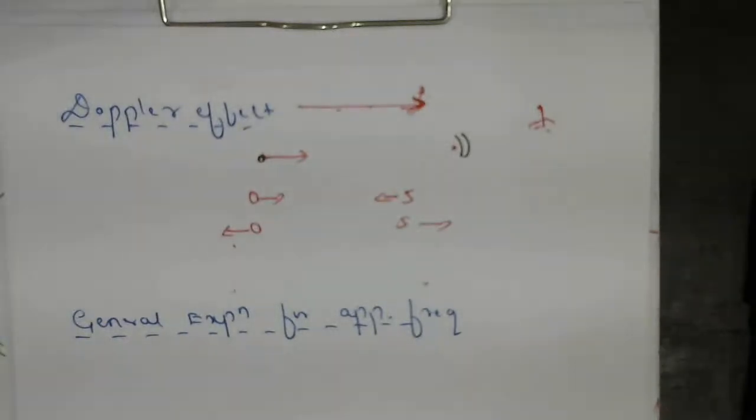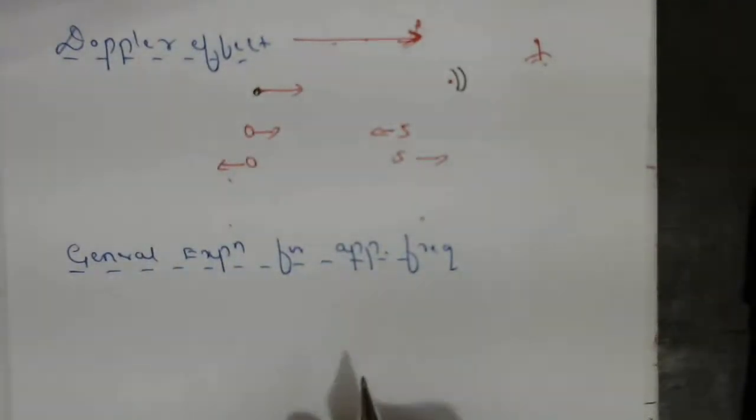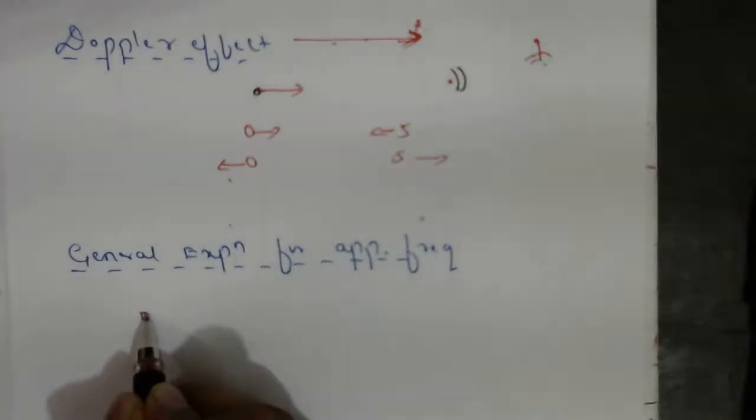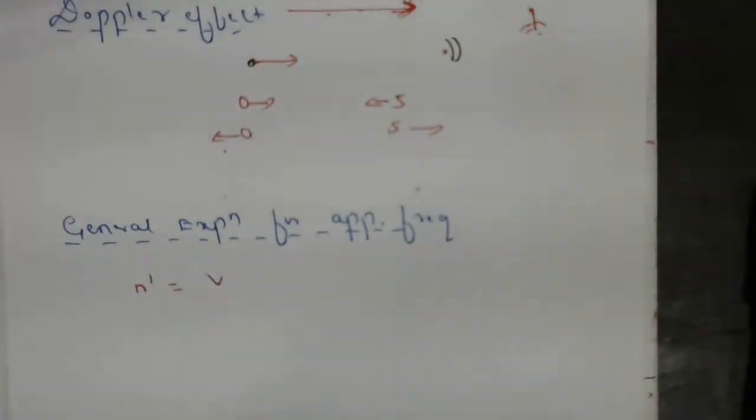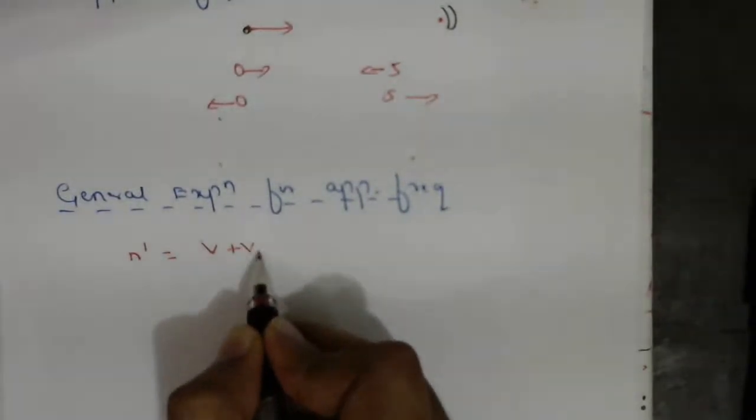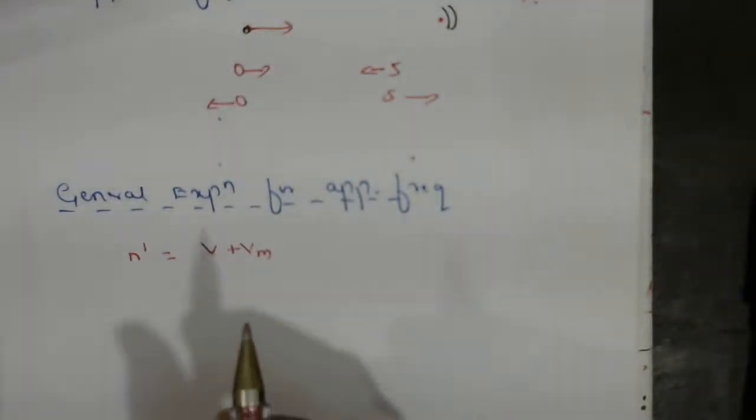So like that we can say. The general expression for apparent frequency, n dash, I'll take apparent frequency, is equal to... you remember this general equation. If you remember this general equation, any numerical we can solve.